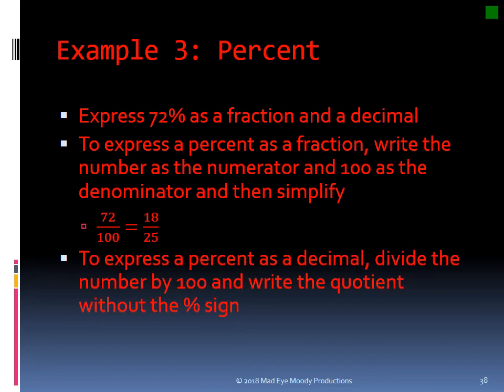To express a percent as a decimal, divide the number by 100 and write the quotient without the percent sign. So this is the reverse of what we just did with the decimal. To go from a decimal to a percent, we multiply by 100. To go from a percent to a decimal, we divide by 100. So we're doing some inverse operations here. So we take 72, we divide it by 100, and we get 72 hundredths. Which makes sense because if you think about it as this fraction here, this is 72 out of 100, so it's 72 hundredths.